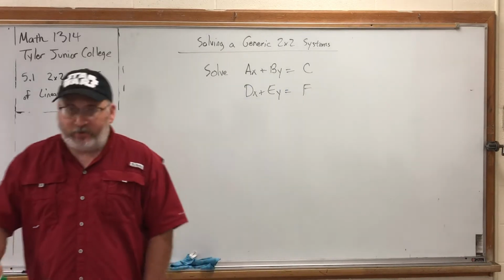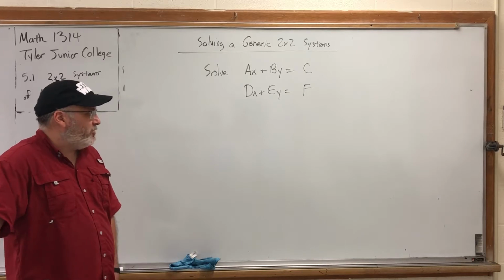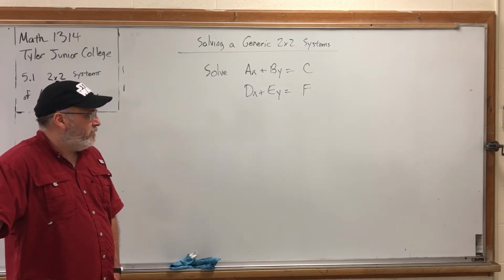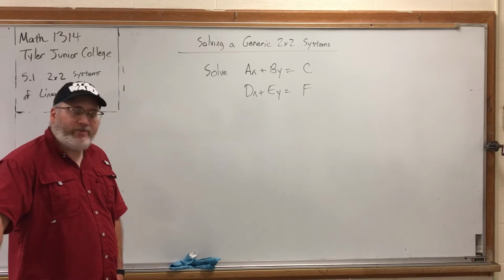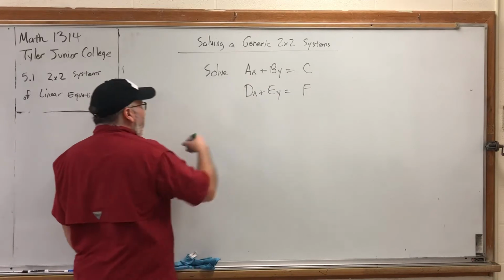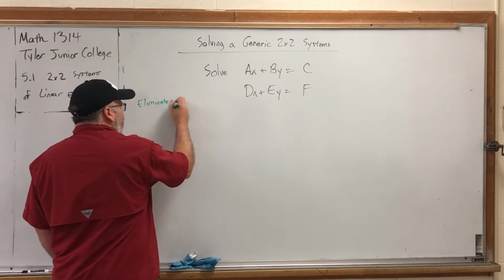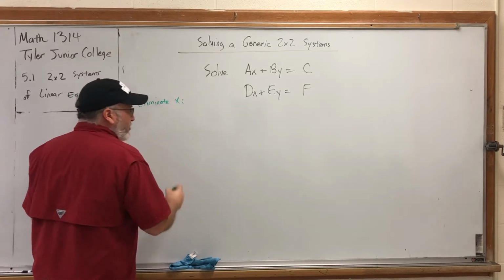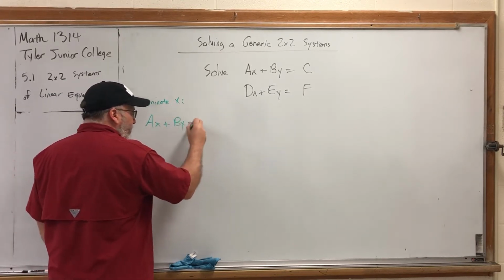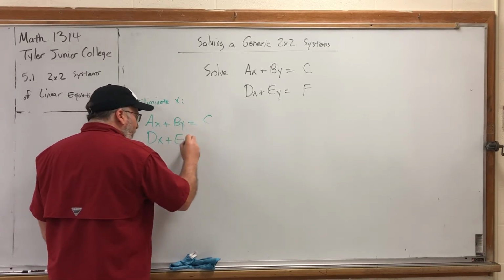So let's not use substitution, let's use addition. Now, how can we possibly use addition? Because the plan with addition is to set up opposites. Well, first we have to pick a variable to set up opposites for. Let's just say that we want to eliminate the x's. Let's rewrite the system here just for a second: ax plus by equals c, dx plus ey is equal to f.